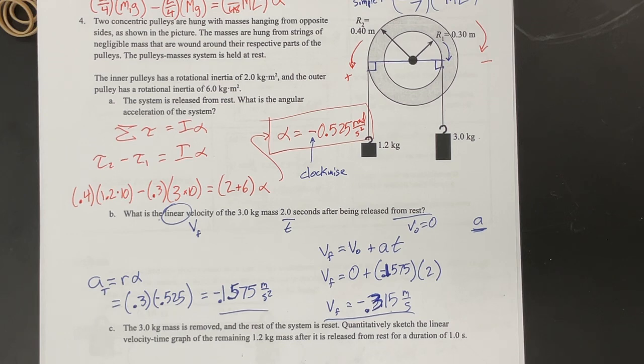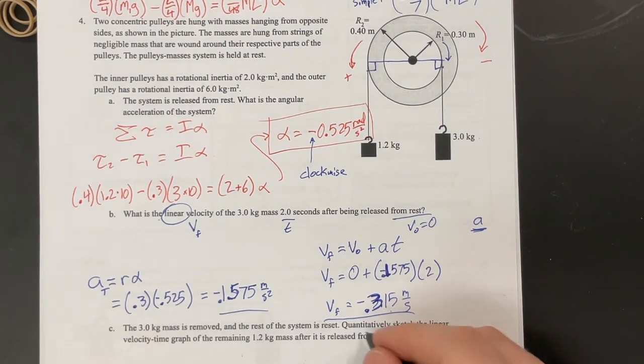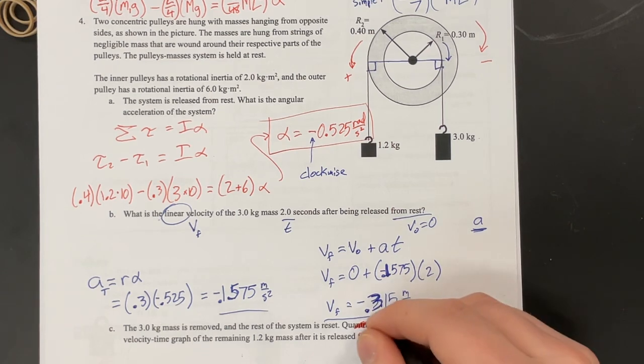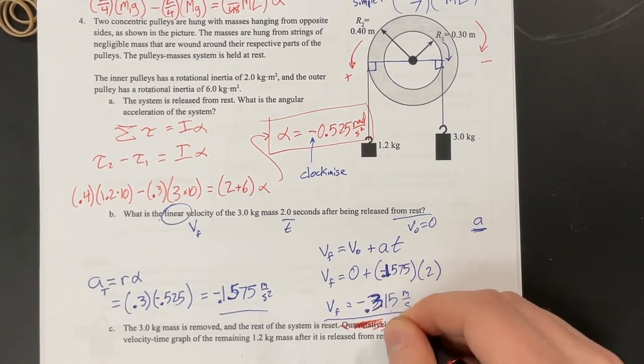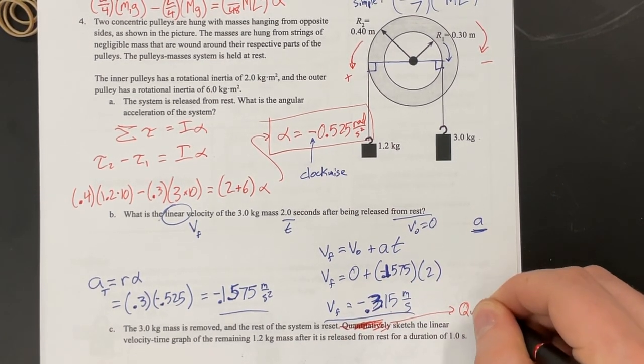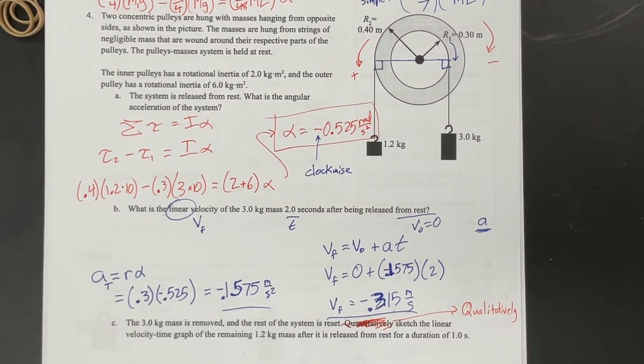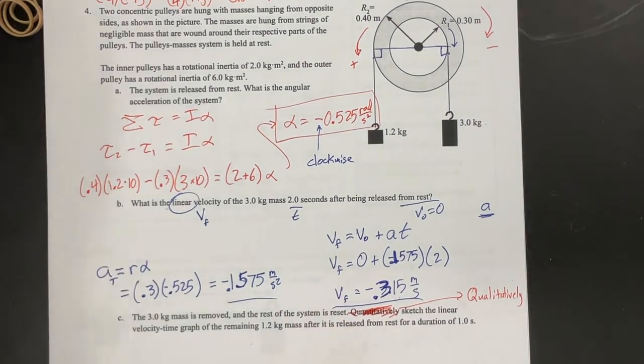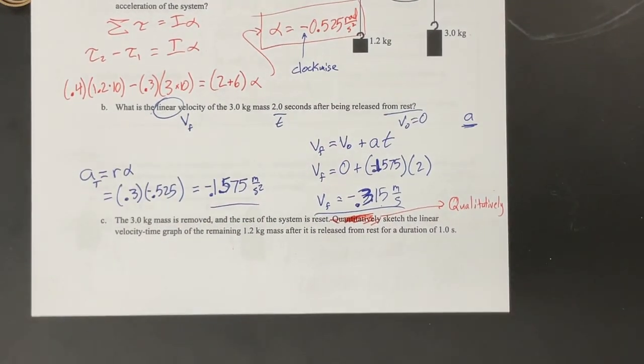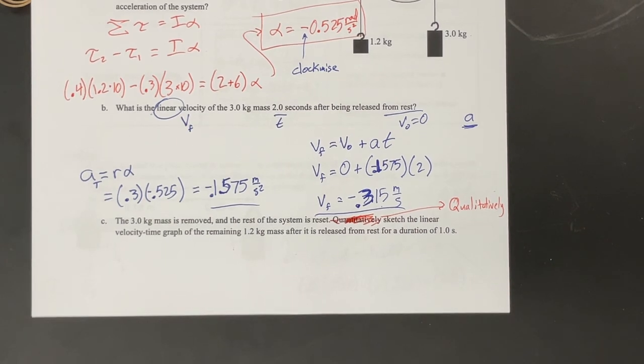Last part. There's another typo on this. It says quantitatively. Sorry, I meant qualitatively. Can you tell I was typing this when I should have been sleeping? Qualitatively. Sketch the linear velocity time graph. So the 3 kilogram mass is removed. Sketch the velocity time graph of the remaining 1.2 kilogram mass after it's been released from rest.